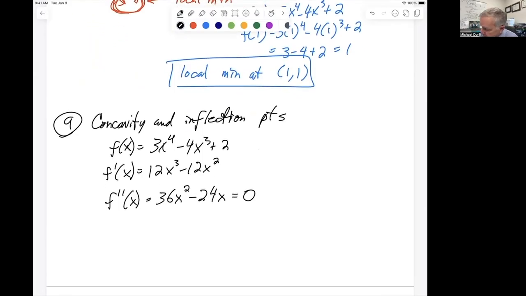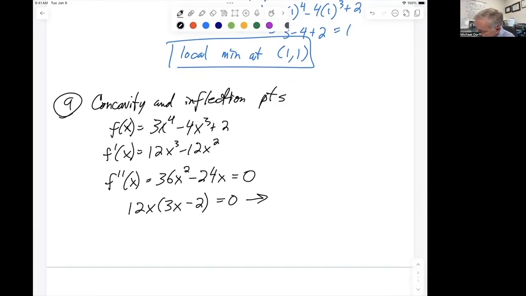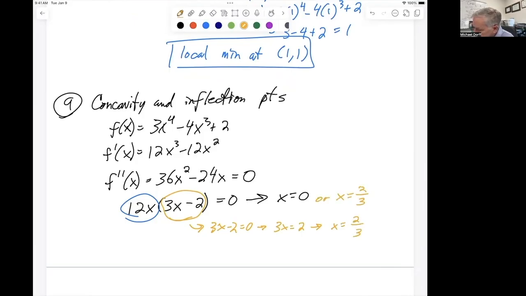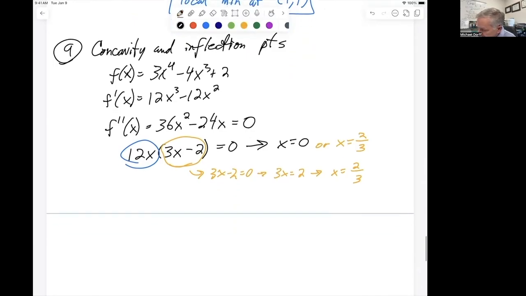So now I factor out what's in common. They both have a 12 and an x, and then I'm left with 3x minus 2 equals 0. That tells me that x equals 0 from this one. And if I do this, 3x minus 2 equals 0 gives me 3x equals 2, or x equals 2/3. Those are my 2 points that I use now to make my intervals.